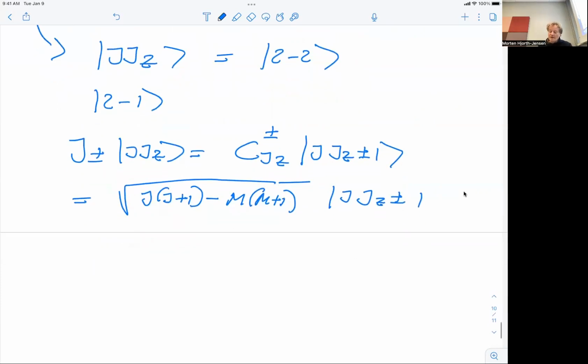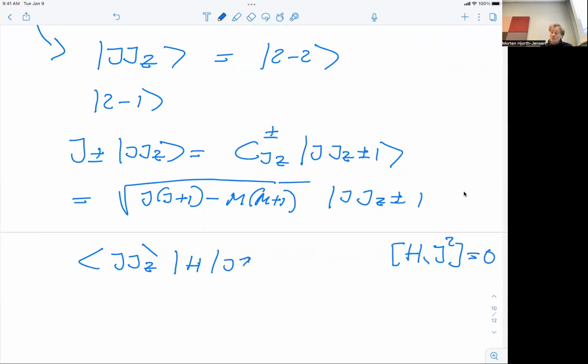Then, if I look at the Hamiltonian, I can calculate my Hamiltonian matrix elements with JZ prime. It has to be diagonal in J because we showed that the Hamiltonian commutes with J squared. That's one of the things we found in the exercise. So the commutator of H and J squared is equal to 0, which means that J itself is a good quantum number. So I just need to set up my Hamiltonian matrix between these different states.